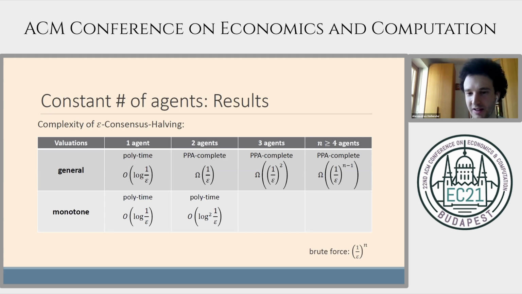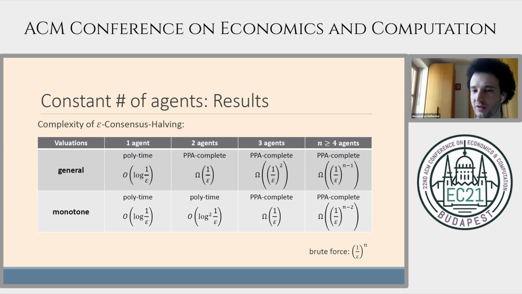So as I showed earlier on this other slide, the problem now becomes hard for 3 agents with monotone valuations, and we again have a similar 1 over epsilon lower bound for 3 agents.